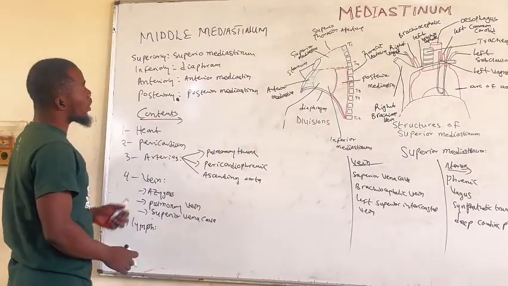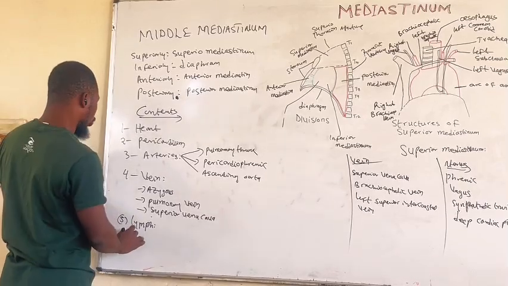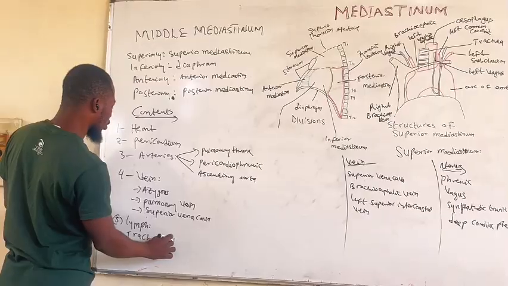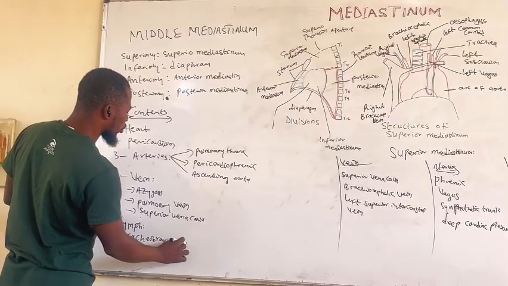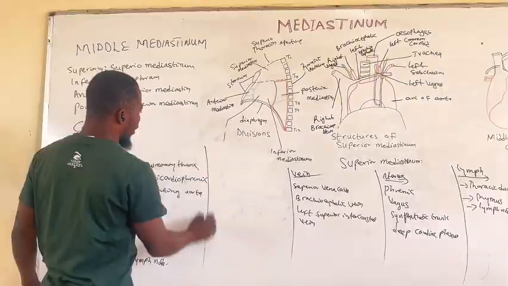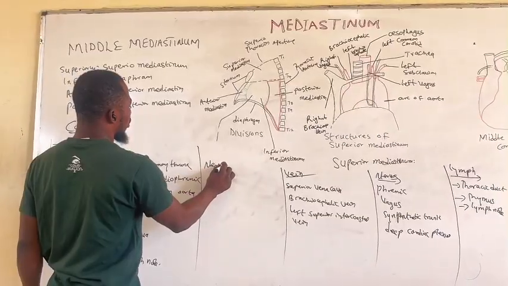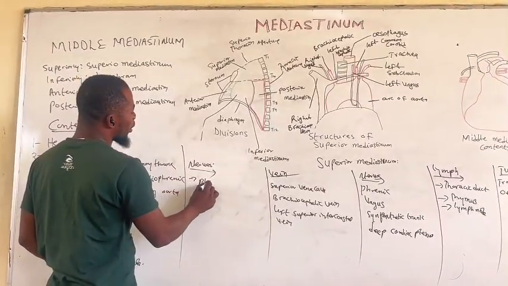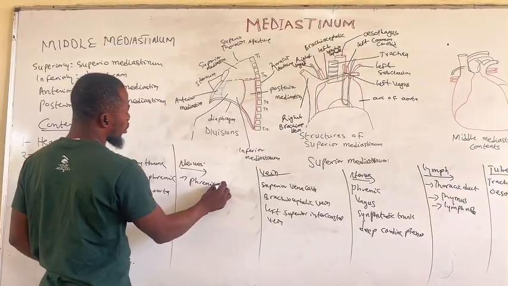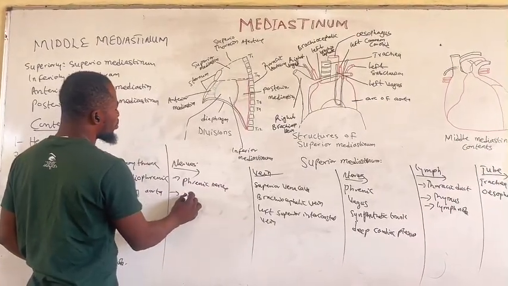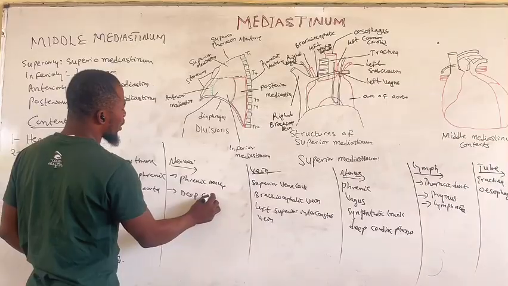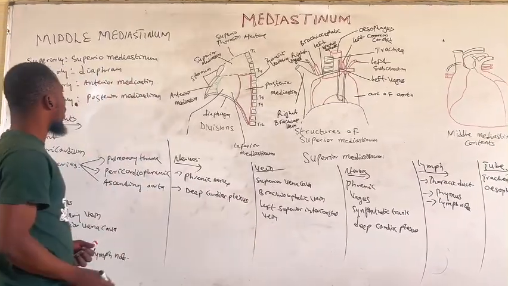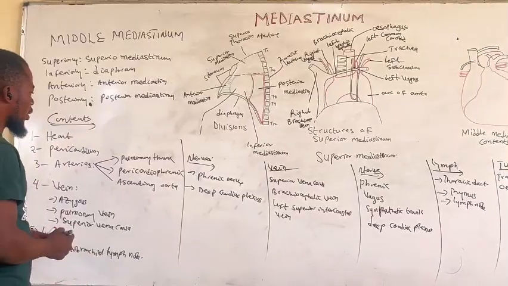The lymph node that you can find in the middle mediastinum is the tracheobronchial lymph node. The nerves that you can find in the middle mediastinum are the phrenic nerve, as well as the deep cardiac plexus. These are the nerves that you can find in the middle mediastinum.